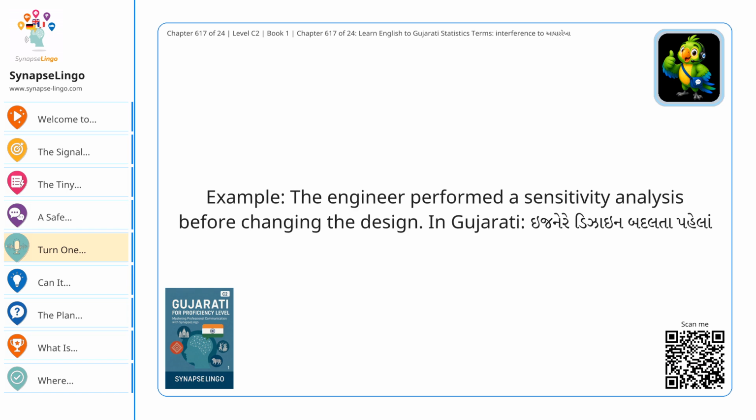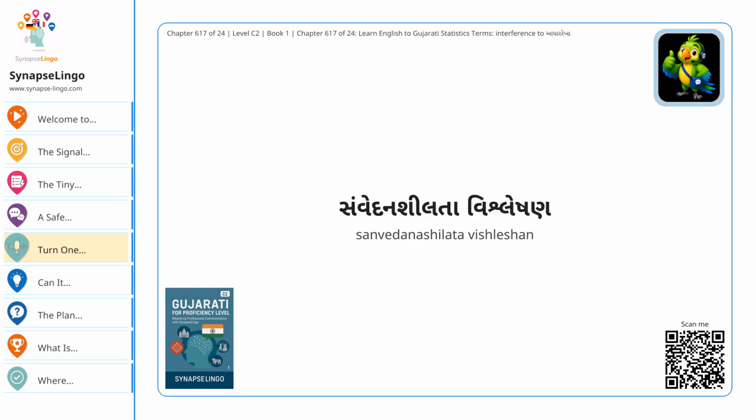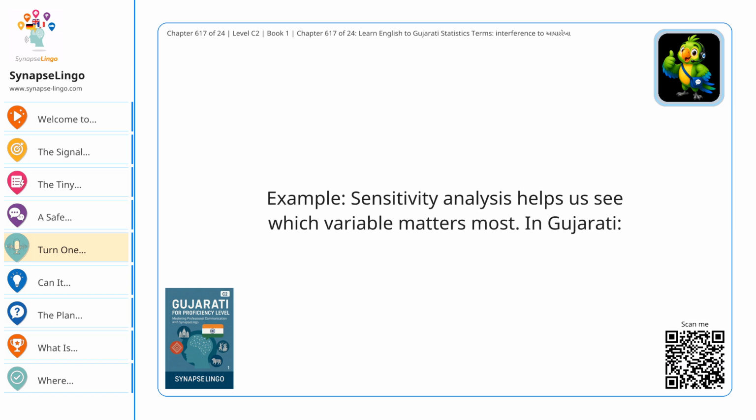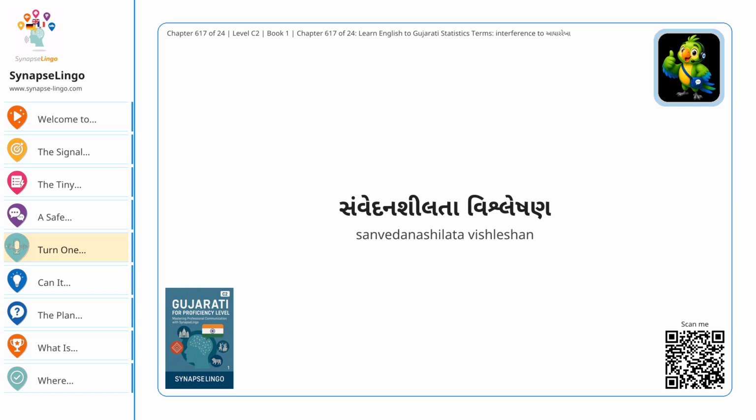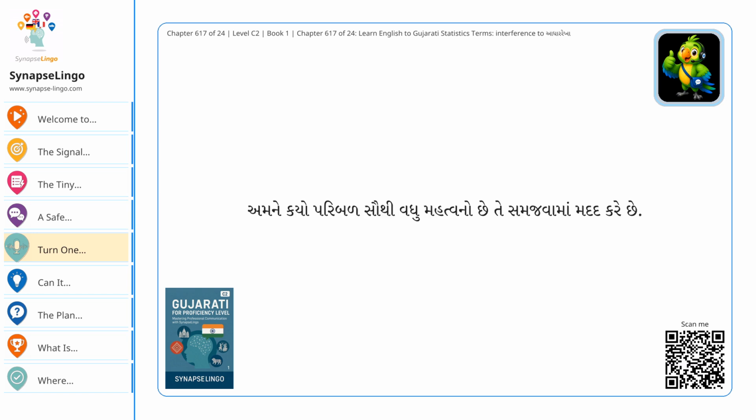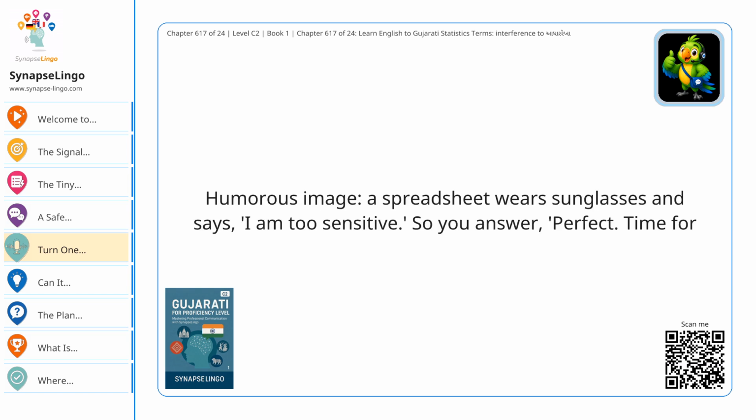Example. The engineer performed a sensitivity analysis before changing the design. In Gujarati, Engineere design badalta pahelam સંવેદનશીલતા વિશ્લેષણ. karyu. Example. Sensitivity analysis helps us see which variable matters most. In Gujarati, સંવેદનશીલતા વિશ્લેષણ. amne kayo parimbal sauthi vadhu mahatvano che te samajvama madad kare che. Humorous image. A spreadsheet wears sunglasses and says, I am too sensitive.